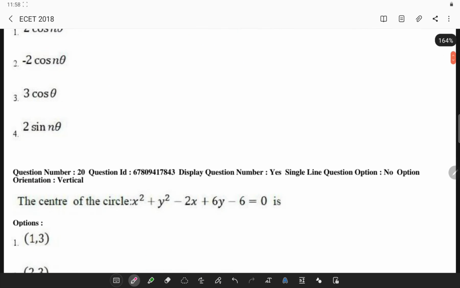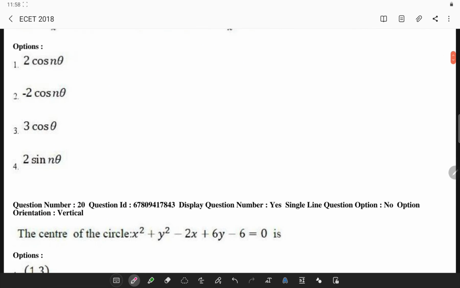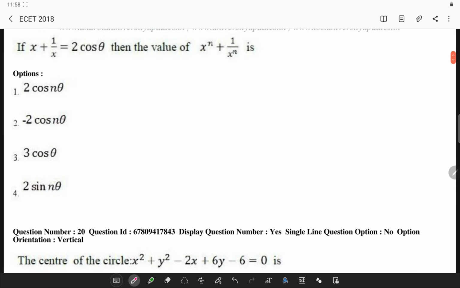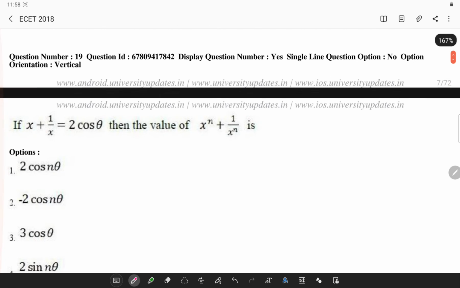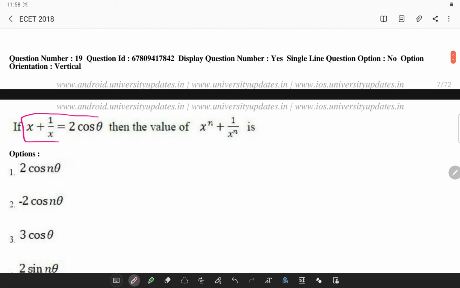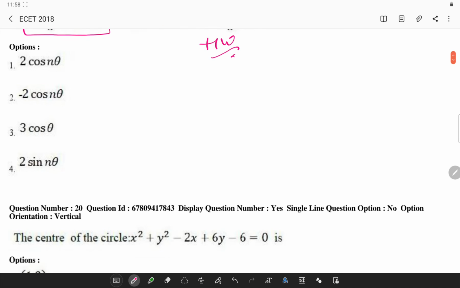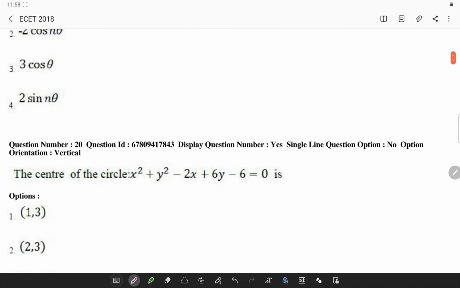So next, let's go back to question number 19. So this is also a bit advanced question, so I'll be solving it in the future classes and you can try it in the meanwhile. So this equation, let's go to question number 20.